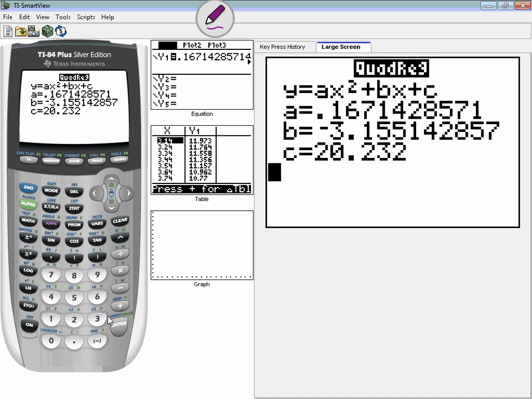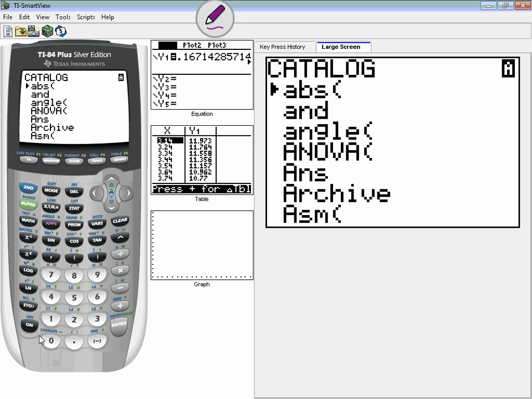How many of you have an r squared showing up below that? Yes? Okay, we all want that. So we have to figure out how to turn that on. What we're going to do is go to your catalog. So guys, 2nd and 0. Everybody see catalog? Okay. We want diagnostic on. That's what's going to help us figure out how well it fits.